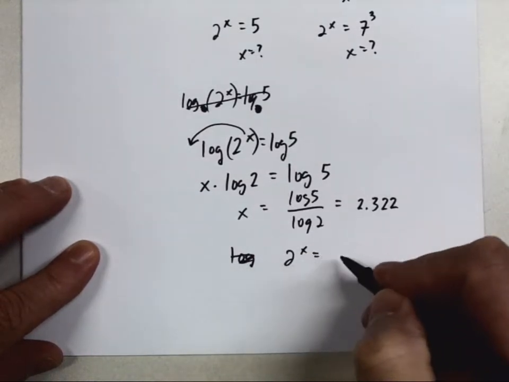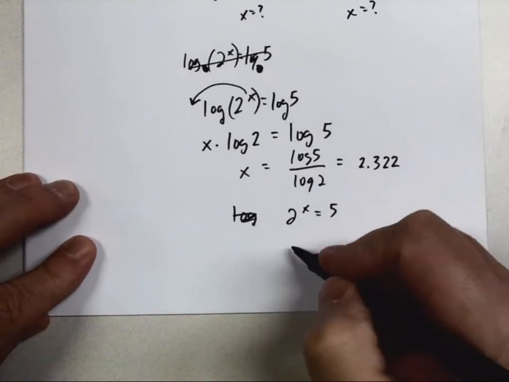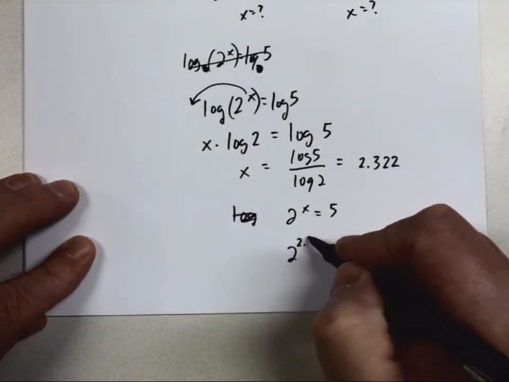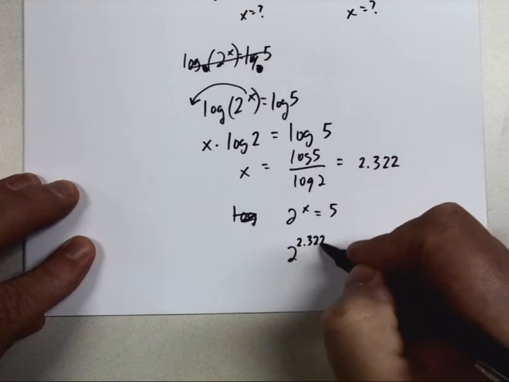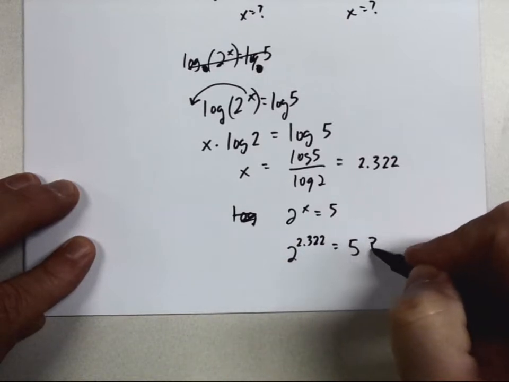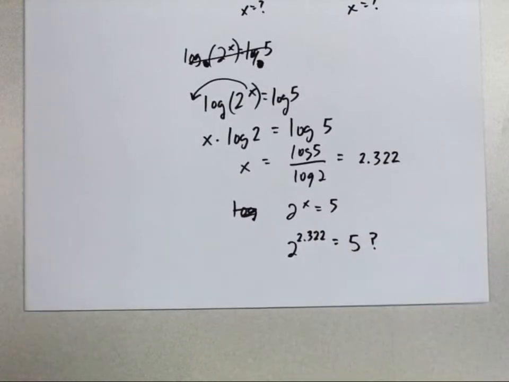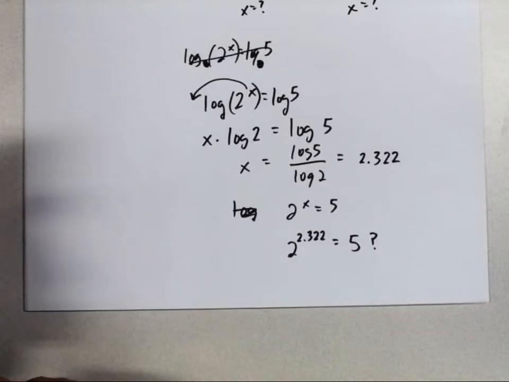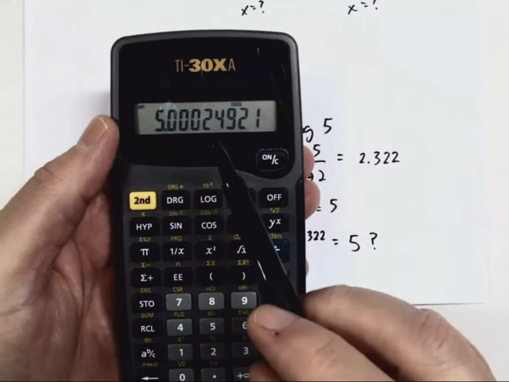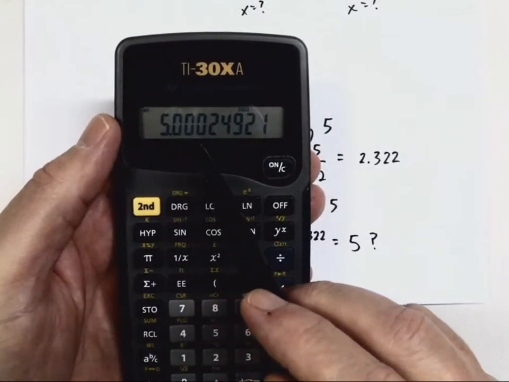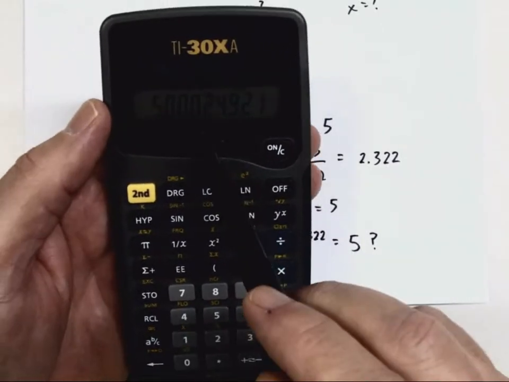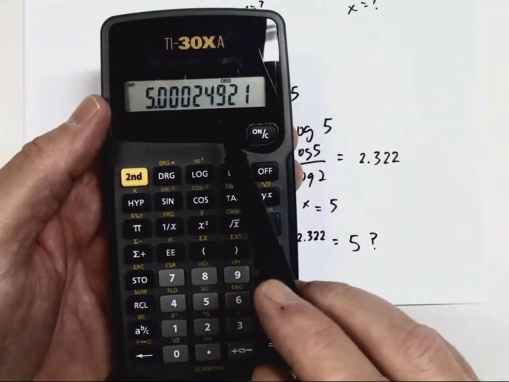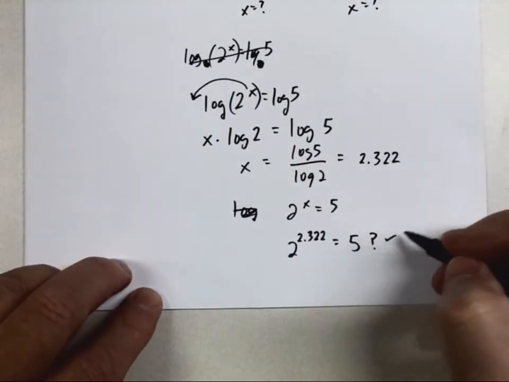original equation. If I wanted to check my solution, if I plug in this number for x, if I did it correctly, this should be true. Is it true? We can actually do this calculation on our calculator. 2 y to the x, 2.322, and you can see here 5.000. I had to round this off, so it's not an exact answer, but basically you can see it equals 5. So that's the solution.